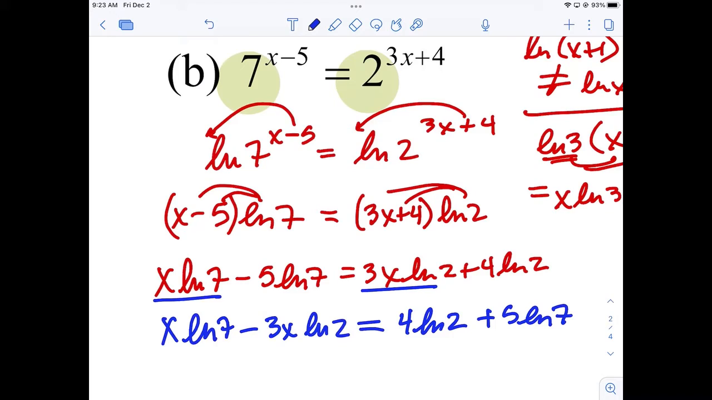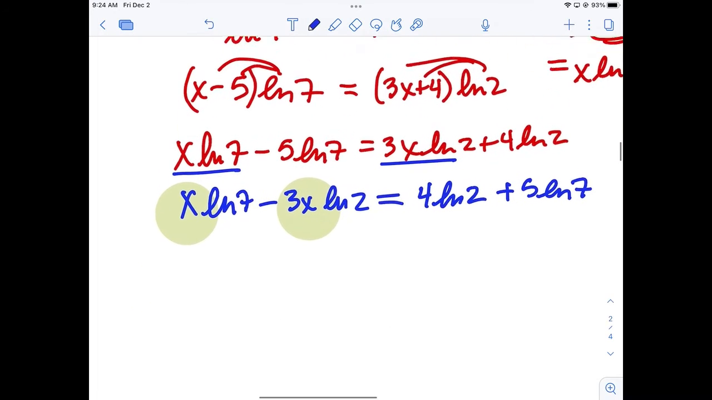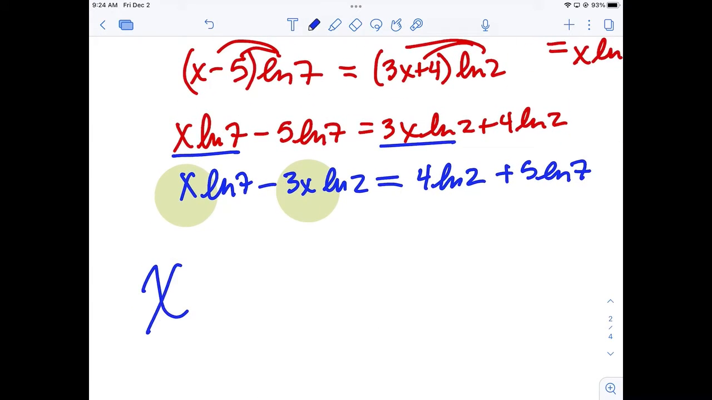Oh, if you're at a loss, exponent? No. In this case, if you're at a loss, I would encourage you to say, "F it." Oh, factor it. Factor it. Yeah, factor. X is a common factor. So that's the first rule of factoring. Let's factor out an x. And that leaves us the natural log of 7 minus 3 natural log of 2.